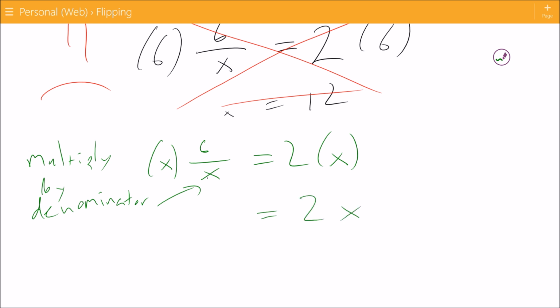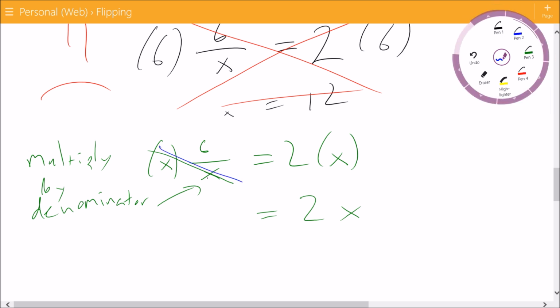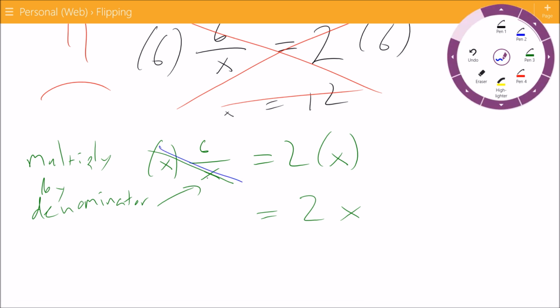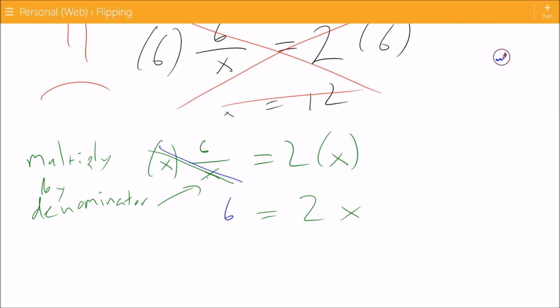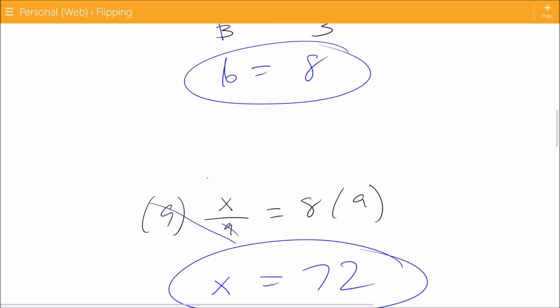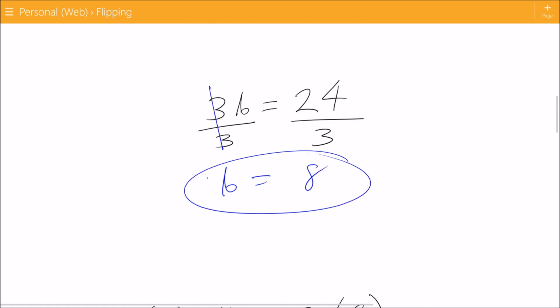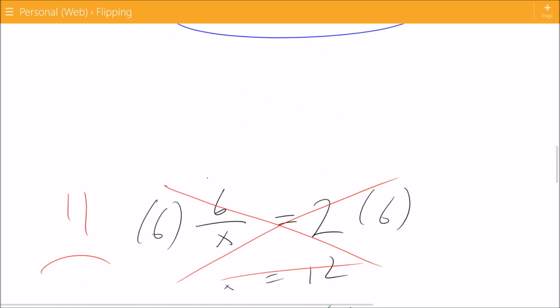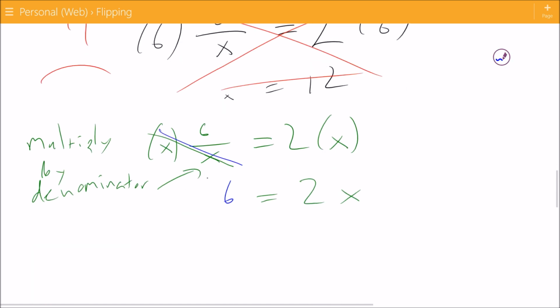These on the left cancel out, so I'm left with 6 equals 2x. Now, this has become a multiplication one, just like we had a few steps ago back up here. So I'm going to divide both sides, excuse me, not by 6. I'm going to divide both sides by 2, cancel. 6 divided by 2 gives me 3.